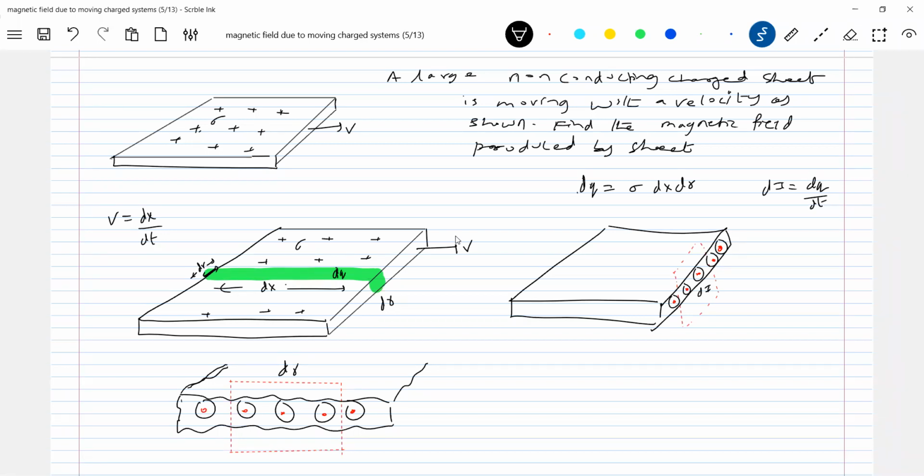dq by dt. Due to this di, the field here will be in this direction, and the field here will be in this direction. And what about here? This will be zero, no? Here dl, if you take it, this will be zero. So applying this, 2b or say b dr.